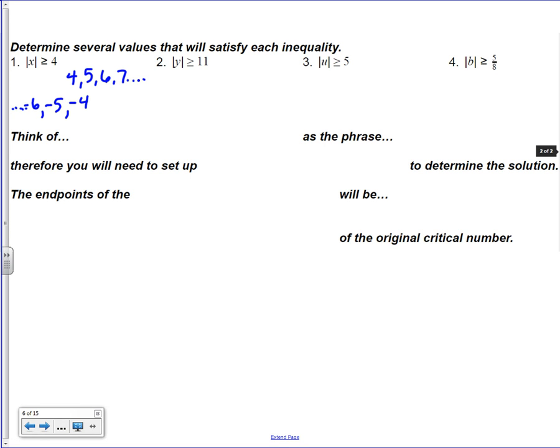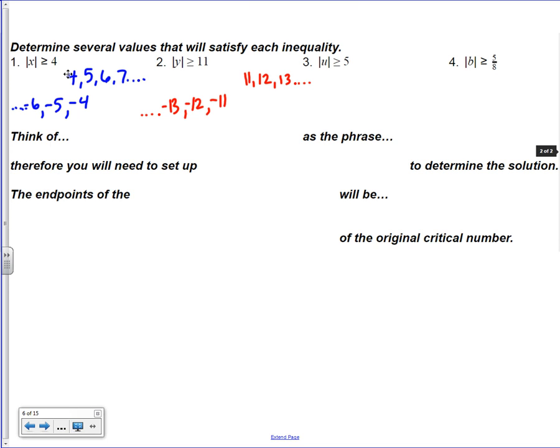The same will be true if the absolute value of y is greater than or equal to 11. Well, I could put in 11, 12, 13, and I could keep going higher. Or I could put in -11, -12, -13, and I could keep going lower because the absolute value will turn it positive.